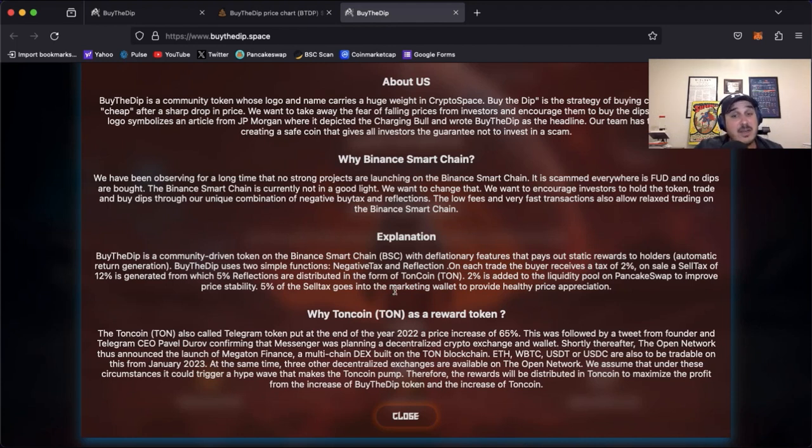Every sell, they're sending back that 2% to the LP, just making it overall a lot stronger, just helping build that floor. And of course, helping with price stability. 5% of the sell tax goes into the marketing wallet to provide healthy price appreciation. So again, you want the project to go on, you want it to succeed, you need that money for marketing.